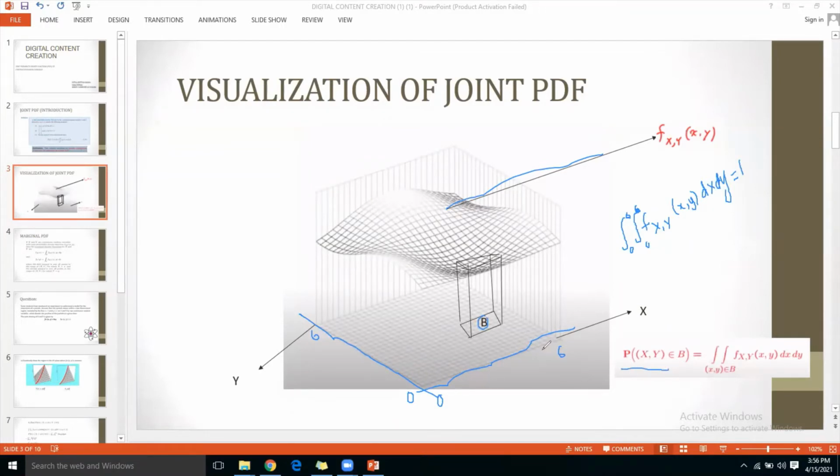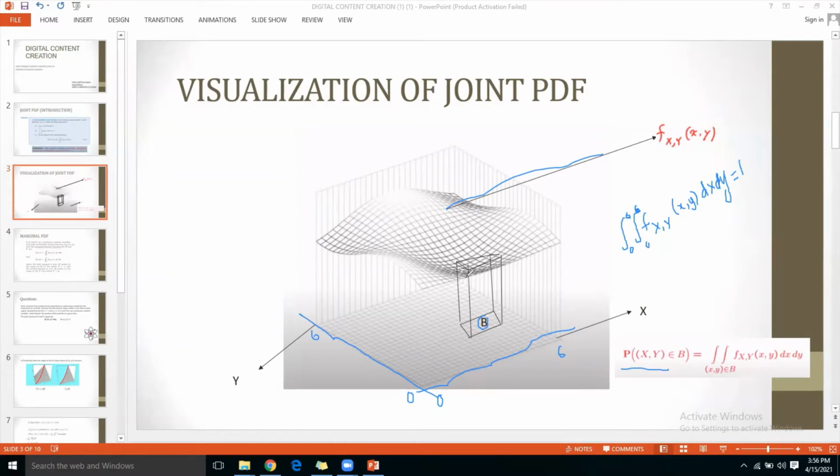So the probability of this particular set B would be equal to the volume that is sitting at the top of that set, but under the joint PDF.